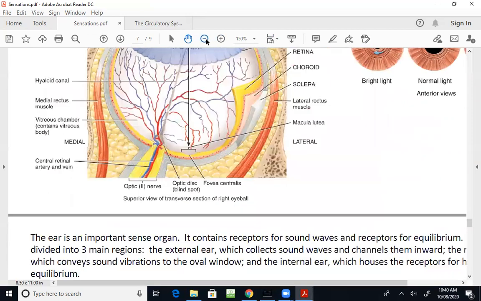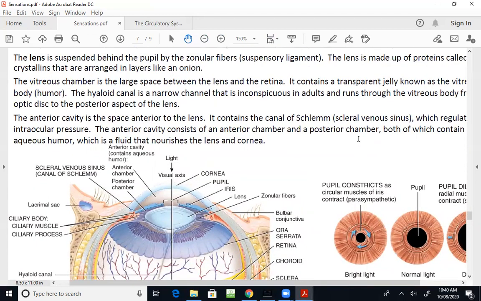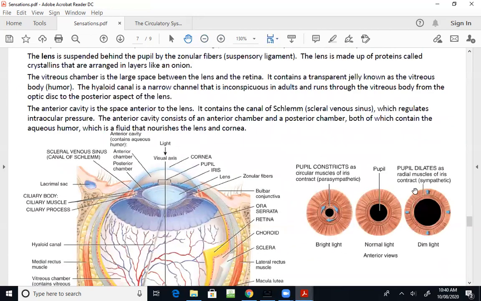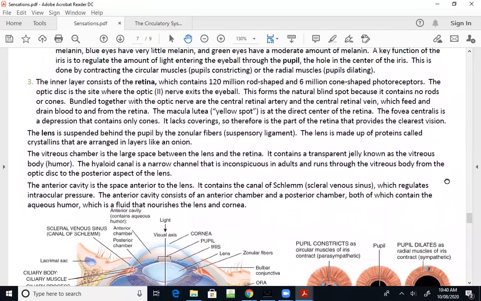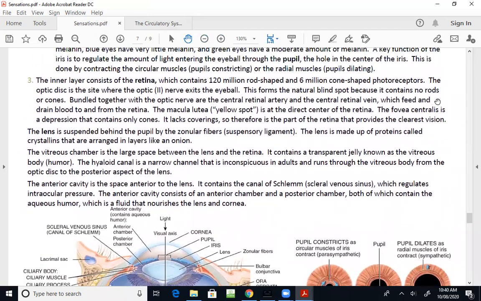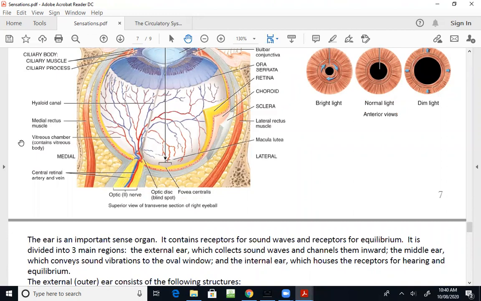And you can actually demonstrate this with a cool little test. You get a piece of paper and you put an X on it and a dot on it. You can bring it closer to your eye and eventually the dot will disappear. So it's kind of cool. It's kind of hard to do when we're all in different areas, but you could Google it. I imagine you can do it with your phone. It's pretty neat. But we call that the blind spot. It's a natural blind spot because it contains no rods or cones. Within the optic nerve are the central retinal artery and the central retinal vein, which feed and drain blood to and from our retina. You can see those labeled here in our picture.